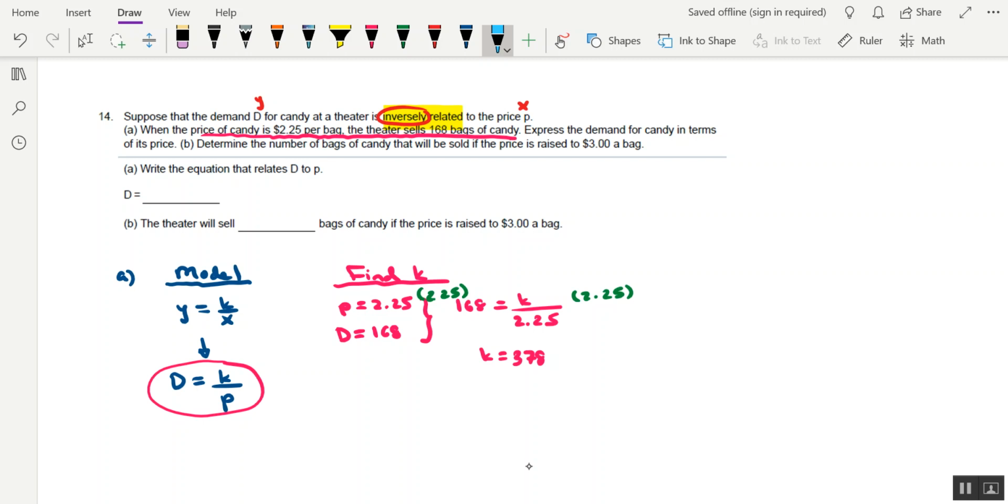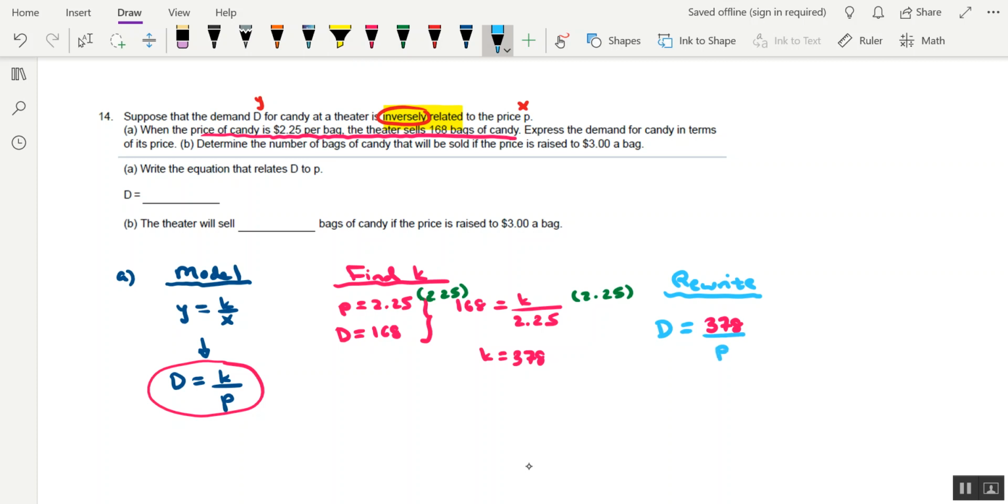So that brings us to the third part of this conveyor process, which I like to call the rewrite part. And basically what we're going to do is we're going to blend together our answer from the model part of the solution and also the find k part of the solution. In other words, I'm going to replace k in our model with this value of 378, leaving d and p alone as variables.